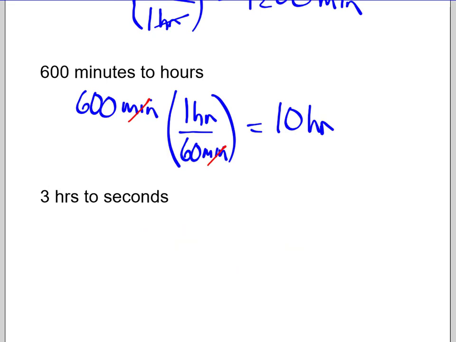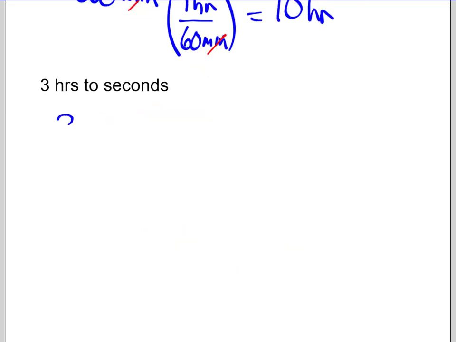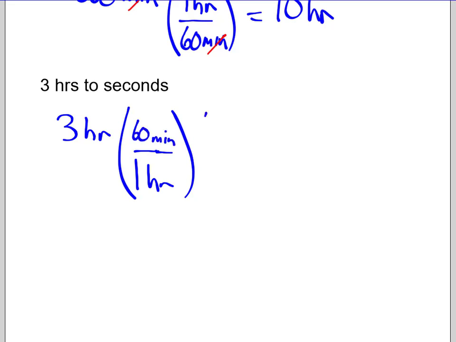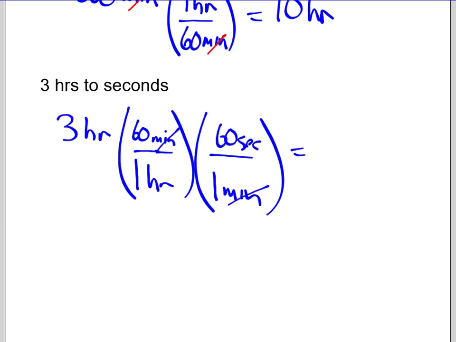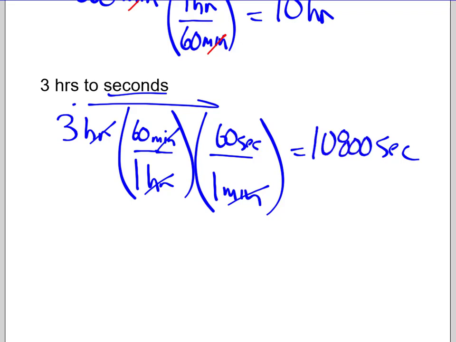Okay, and then lastly, 3 hours to seconds. Same process. And we will shortcut this in the future. We'll make it a little quicker. So 1 hour is 60 minutes. 1 minute is 60 seconds. You'll notice the minutes cancel, the hours cancel. I'm left with seconds, which is what the question requested. And now I just have to multiply across the top and bottom. So I have 3 times 60 times 60, and I get 10,800 seconds.